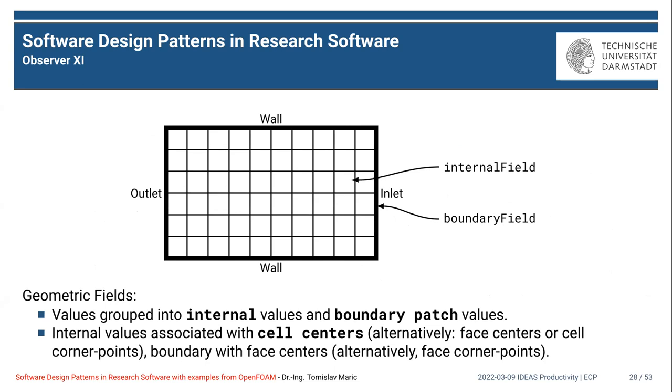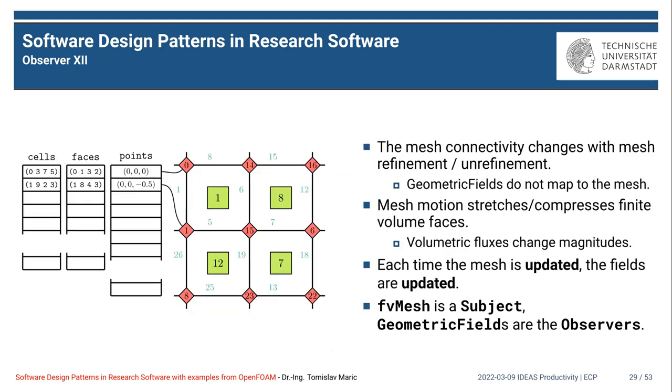Yet another example. So observer is obviously important. It's used throughout OpenFOAM. So we have geometric fields. They are called geometric because they map to the mesh, to the discretization of the space, in which case we have internal values that can map to cell centers, face centers, also corner points, boundary values, respectively mapping again to face centers and corner points. This kind of unstructured finite volume method relies on an unstructured mesh topology where we are allowed to cut cells and split them. And if we do this, then these fields that we have, like the pressure, will not map to the mesh anymore.